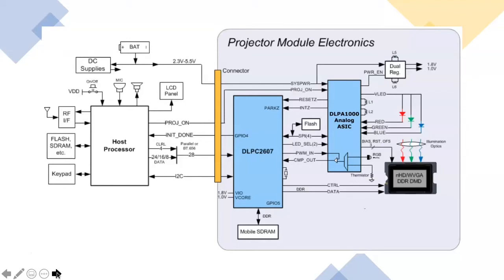Here we have a display of our 3 chips. The digital display, which is our display controller, DLP-C2607. Alongside of it is our power management chip, DLP-A1000. And on the bottom right, we have our DMD, our digital micro mirror device.